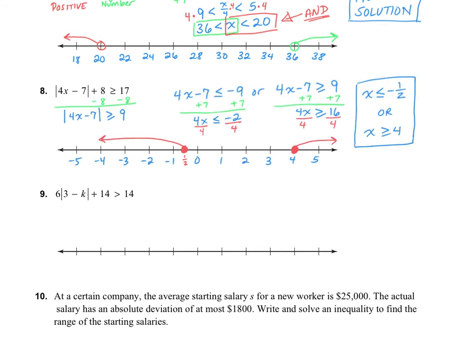So on number 8, it's a greater than, so that ended up being an or question. And when you solved it, you should have gotten x is less than or equal to -1/2, close circle at -1/2. I need to make that a negative here. Close circle at -1/2 and heading down. Or x is greater than +4, close circle at +4, heading up.